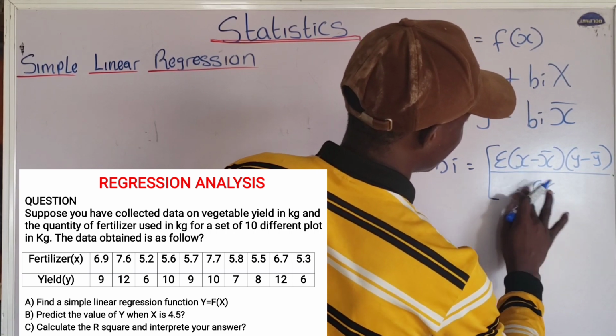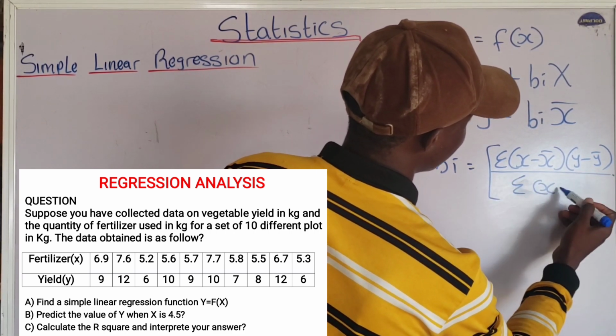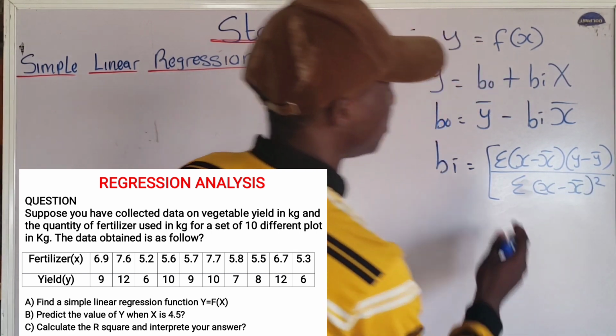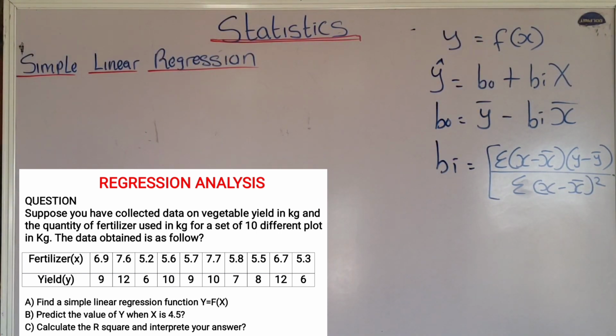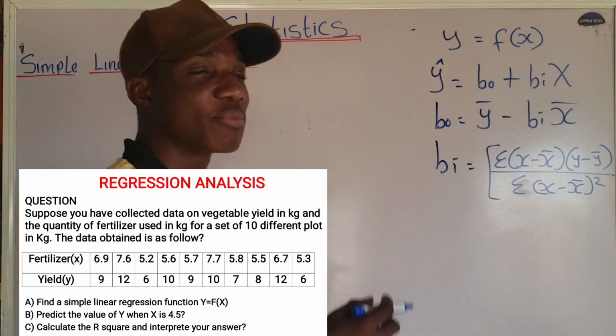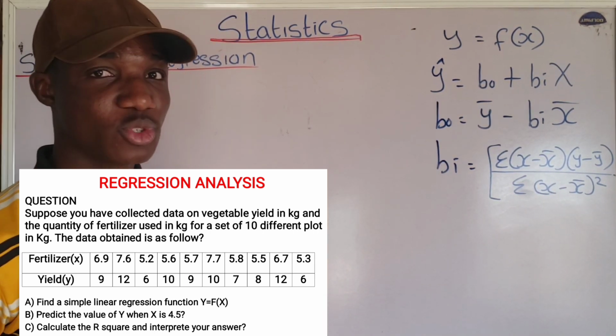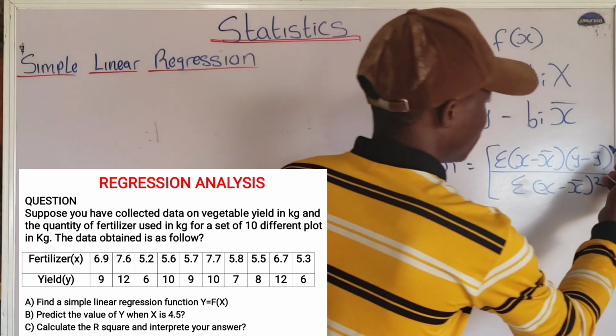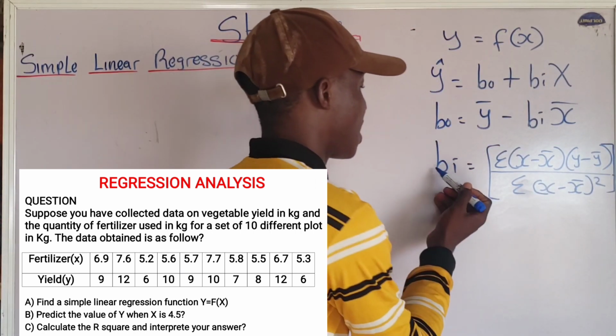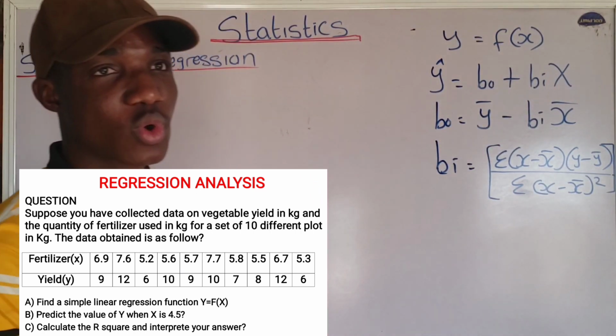summation of (x minus x bar) squared. By using this formula, you're going to get the b1, which is the gradient. Please pay attention, you are going to understand. It's simple. The reason why I'm giving you this formula is because this formula will tell us what we are going to have on our table. This formula that you have here will tell us what we are going to have on our table.